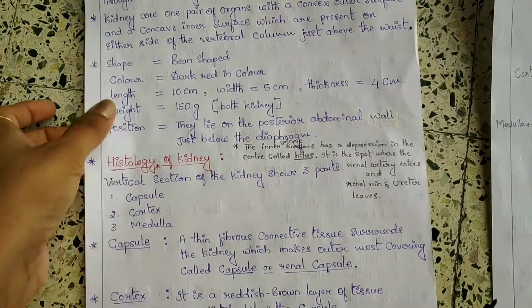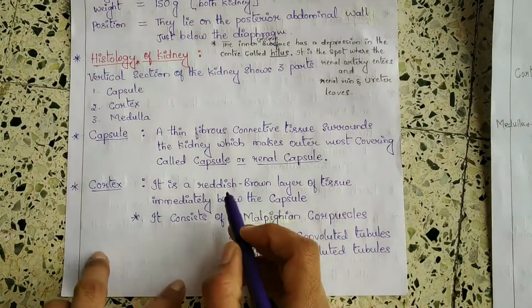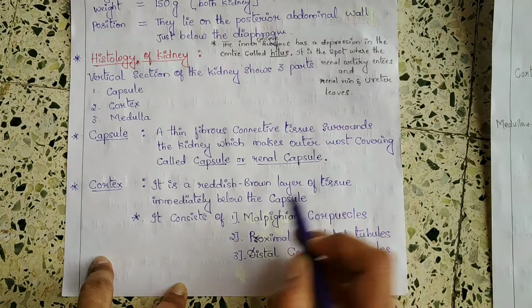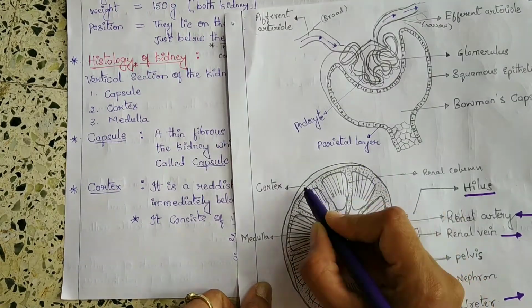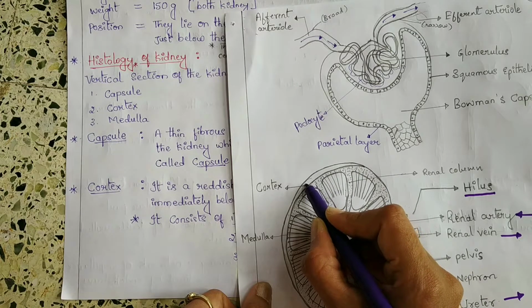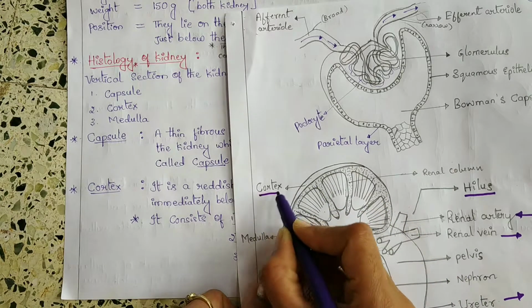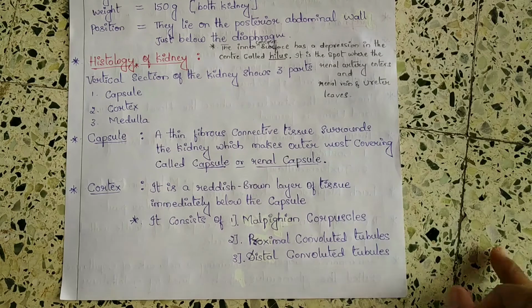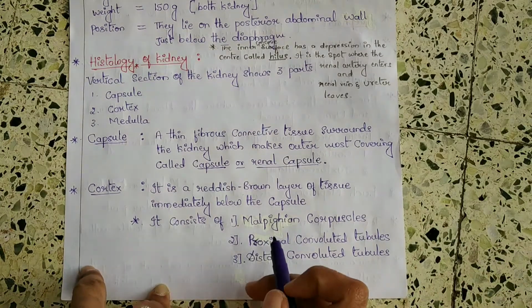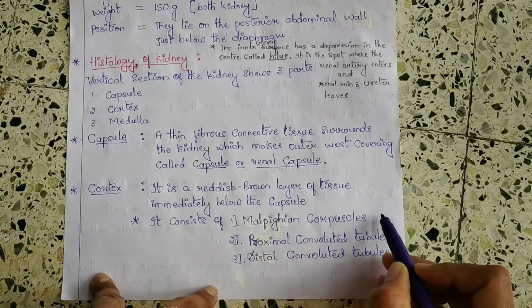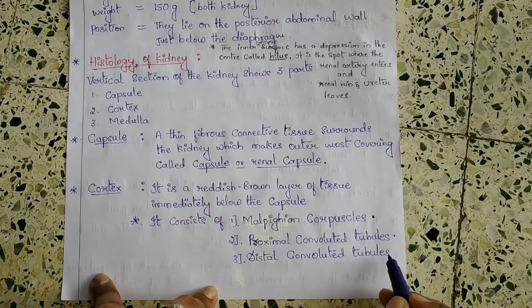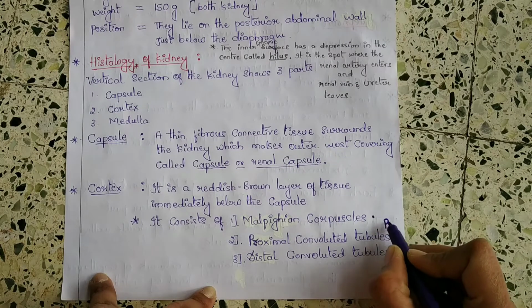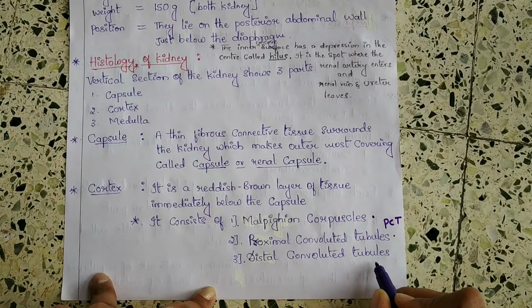Now the next one is the cortex. The cortex is a reddish brown layer of tissue present immediately below the capsule. This cortex consists of three parts: the Malpighian corpuscles, the proximal convoluted tubule, also called PCT, and the distal convoluted tubule, also called DCT.